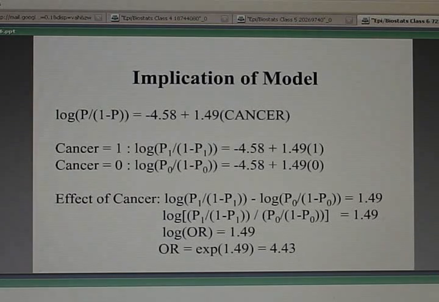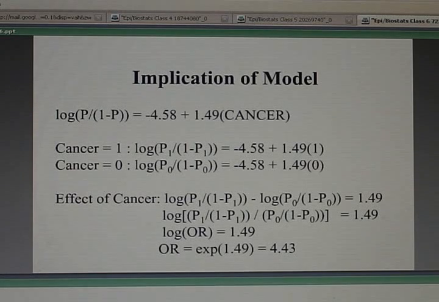If you didn't have cancer, the model says your log odds of disease is equal to minus 4.58 plus 1.49 times 0, because you don't have cancer. Your value is 0. Remember, any number times 1 is equal to itself. Any number times 0 is equal to 0. So we have two equations, two statements, of what the model implies about a cancer patient's log odds of dying and a non-cancer patient's log odds of dying.